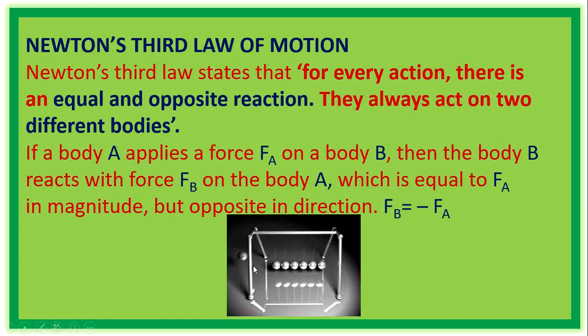Here see the first bob, it produces a force, and then see the last bob, it also produces a force. So, for every action there is an equal and opposite reaction. This action and reaction always act on two different bodies. Here the first and last bob produce an action and reaction. So, it will take place in two different bodies.